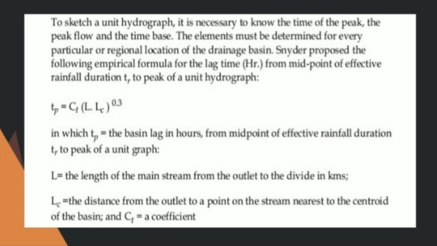Snyder proposed the following empirical formula for the lag time in hours, from the midpoint of effective rainfall duration, T sub r, to the peak of a unit hydrograph, T sub p equals C sub t times (L times L sub c) raised to the power of 0.3, in which T sub p equals the basin lag in hours from the midpoint of effective rainfall duration, T sub r, to the peak of a unit graph, L equals the length of the main stream from the outlet to the divide in kilometer, L sub c equals the distance from the outlet to a point on the stream nearest to the center of the basin, and C sub t equals a coefficient.